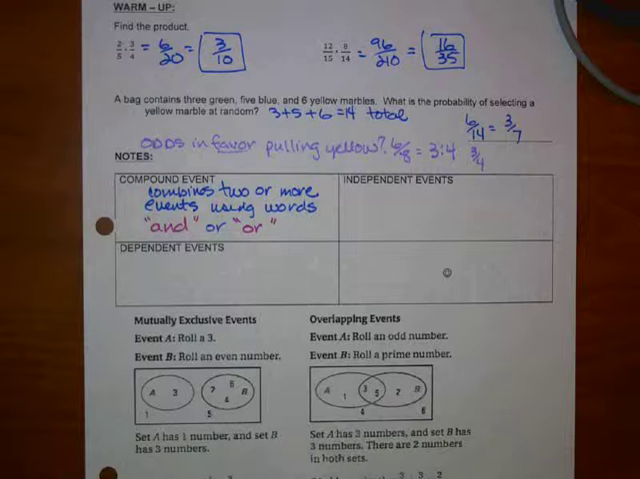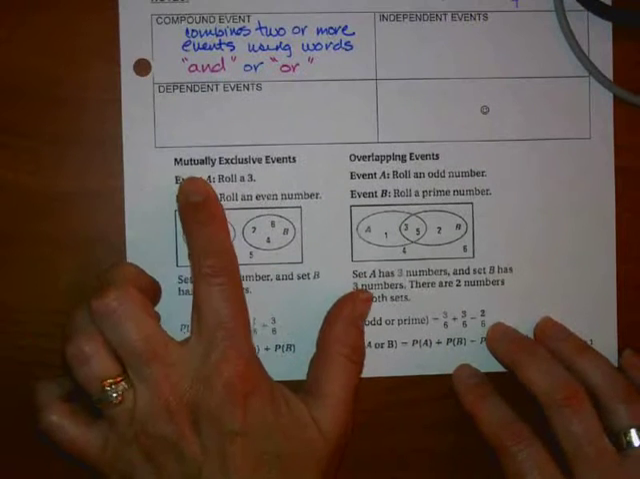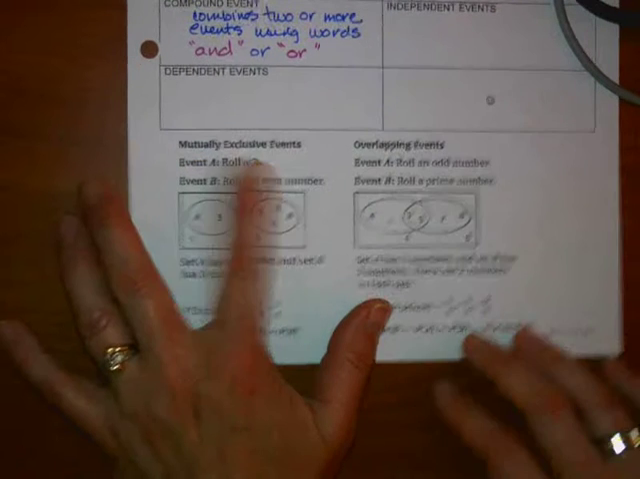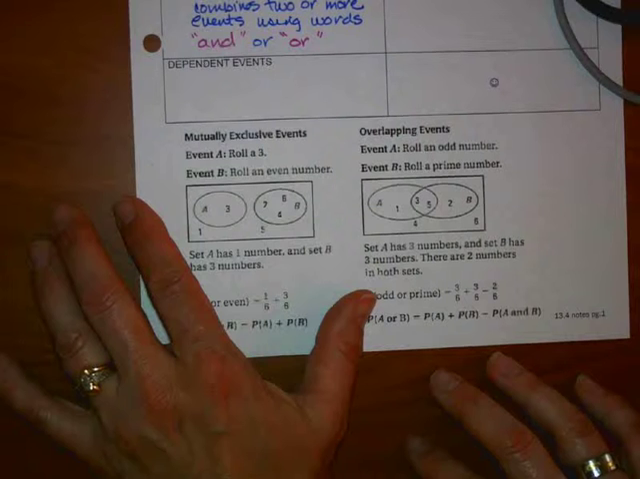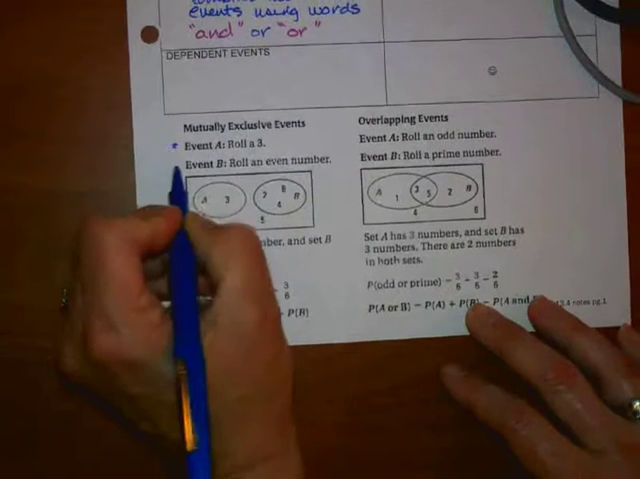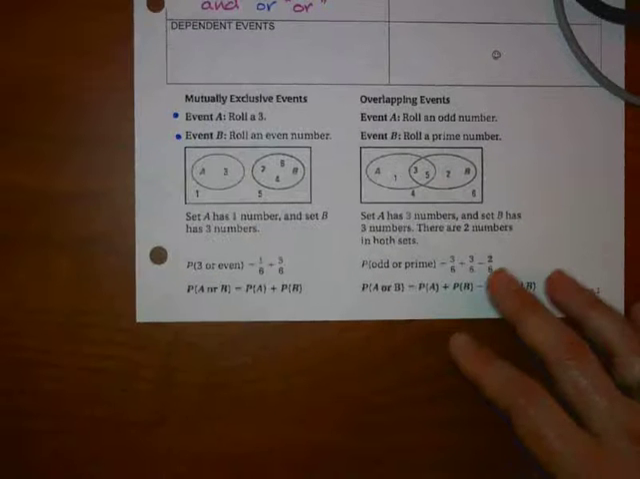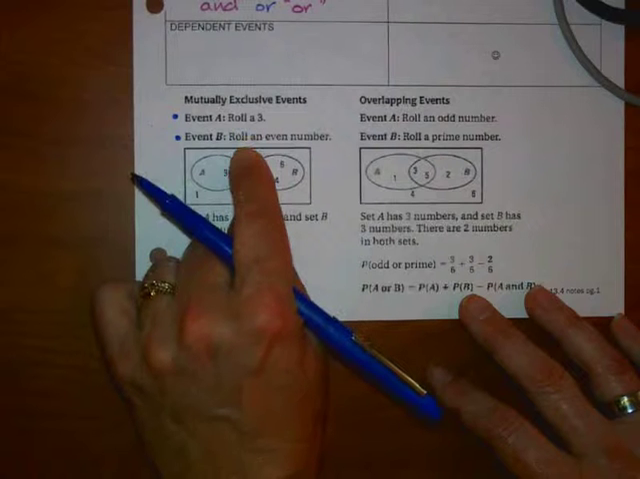So you want to find out the chance of two things happening. So we're just going to jump right down here to these two words. Mutually exclusive just means that they're different from each other. There's no overlapping. There's nothing that meets for both of them. So here's the two events we have. We're going to roll a dice. We want to know the chance of either rolling a 3 or rolling an even number.